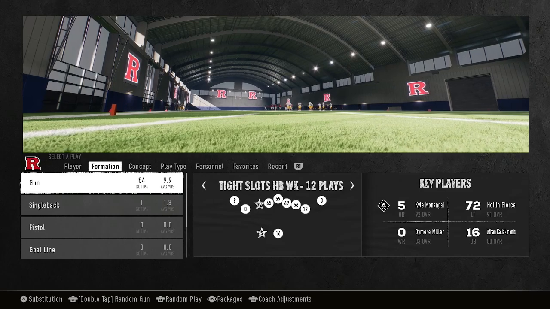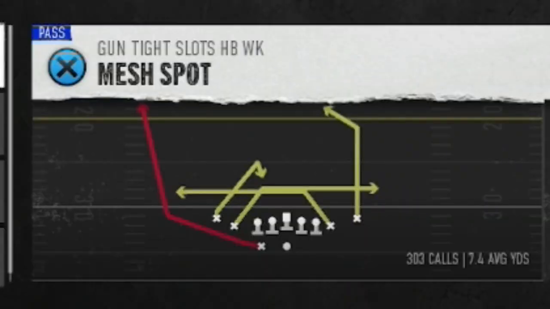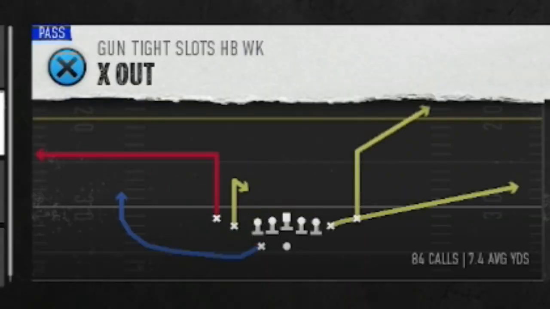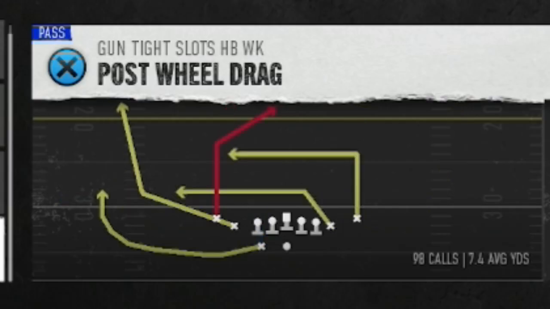Alright, so for today, we are in the Rutgers offensive playbook, and we're going to be taking a look at the tight slot halfback week. For the audibles, I like to have the mesh spot. I like to run X out in the red zone. I like four verticals in the post wheel drag.